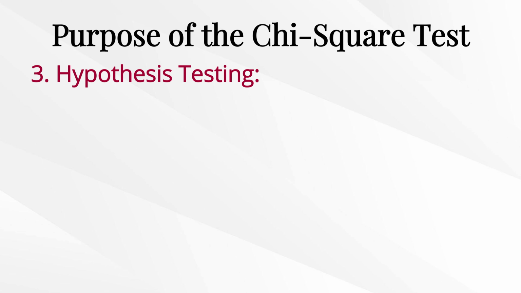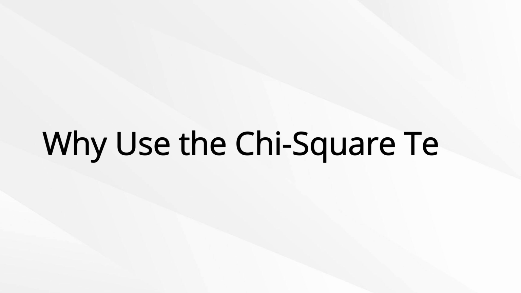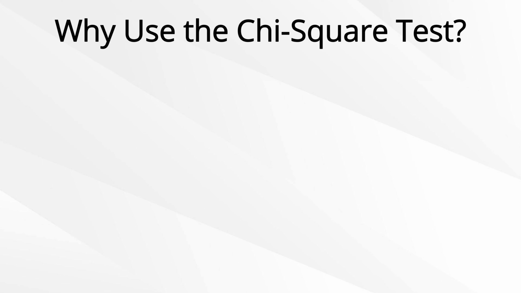Number 3. Hypothesis testing. It helps in evaluating hypotheses about the distribution of categorical variables in a population. The null hypothesis, H0, assumes no significant difference between observed and expected frequencies, while the alternative hypothesis, H1, suggests there is a significant difference.